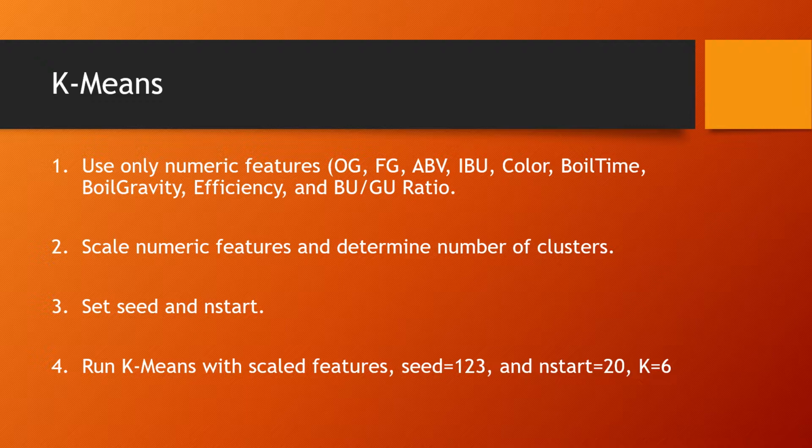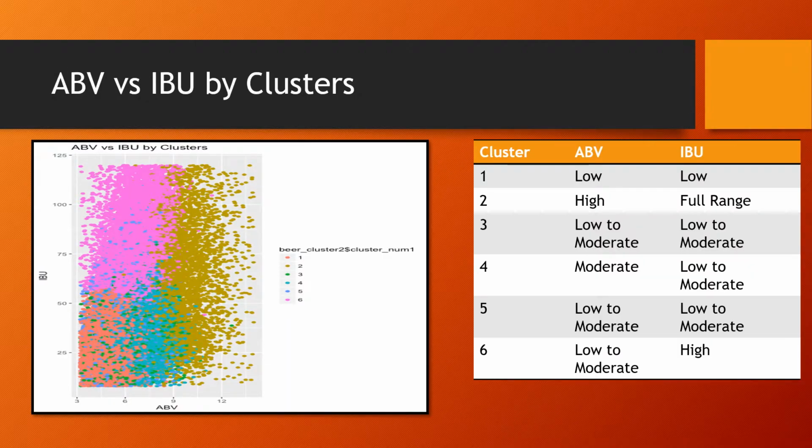And as mentioned before, I decided to use 6 clusters for this particular example. When I plot alcohol by volume versus IBU, IBU being on the y-axis, ABV being on the x-axis, you can clearly see that cluster number 2 has the highest levels of alcohol. There's clear separation there. In terms of IBU, in terms of bitterness, it is full range.